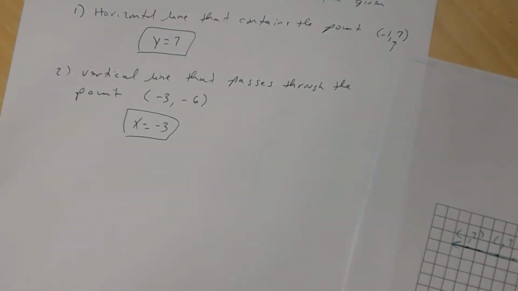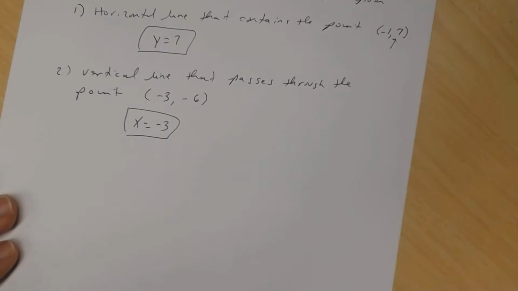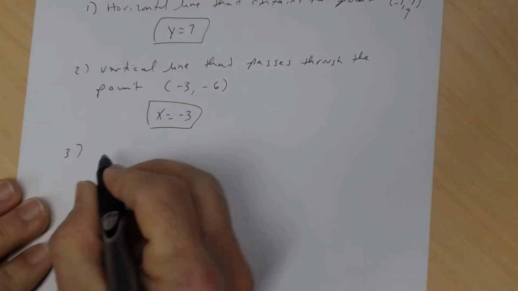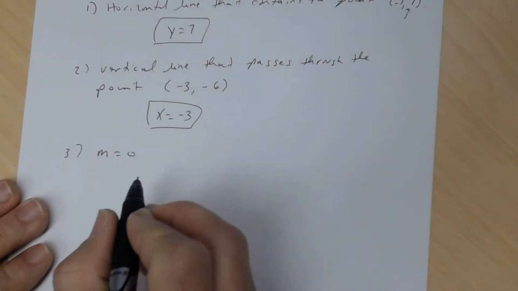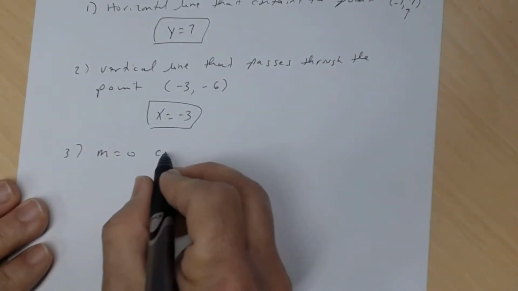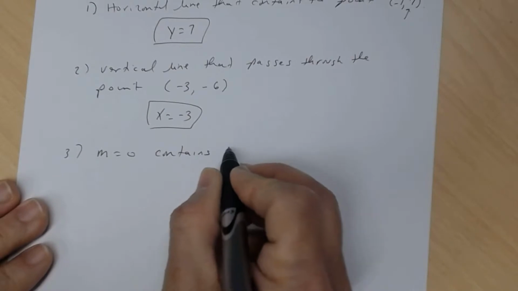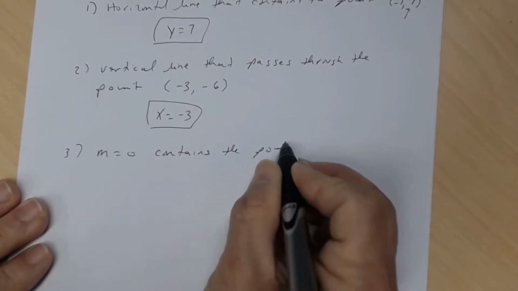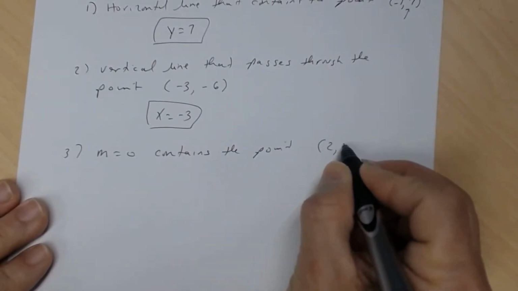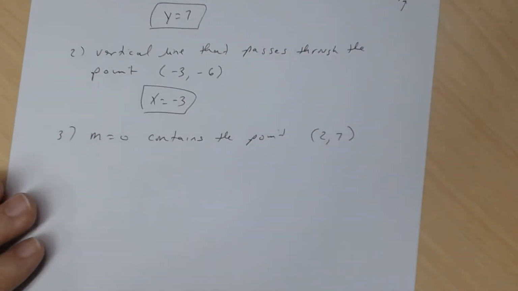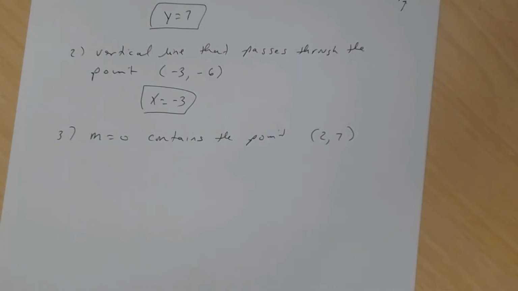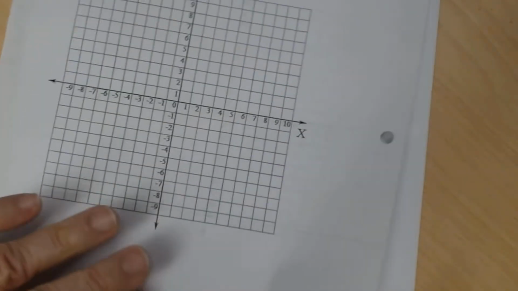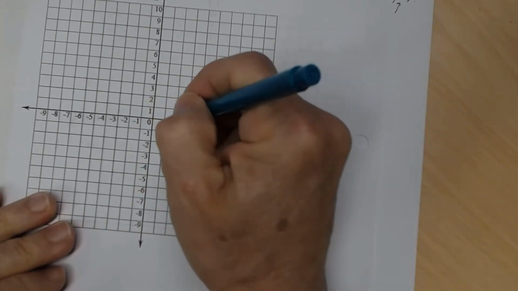All right, number 3. Suppose this time you're told that the slope of this line is 0 and it contains the point, let's say, 2, 7. Contains the point 2, 7. All right, now I'm going to go ahead and plot the point 2, 7. So here's the point 2, 7. So 2, 7 is in the first quadrant.